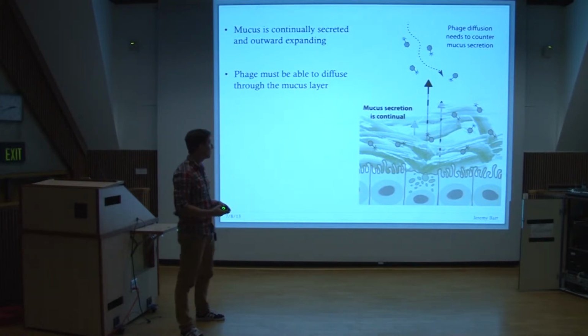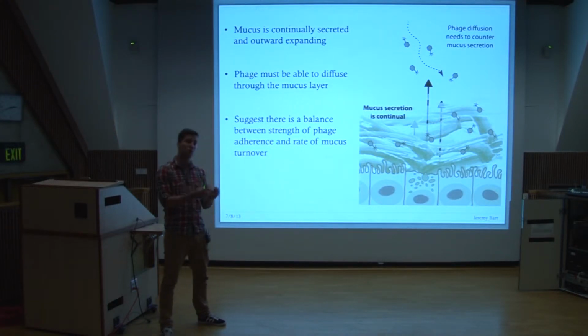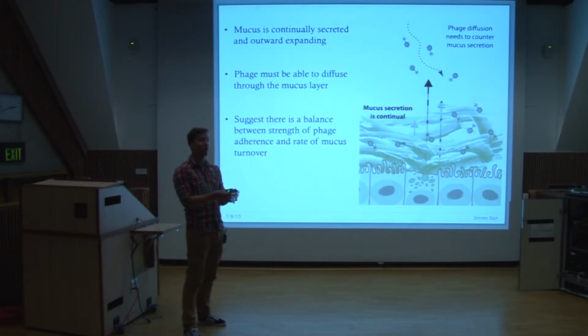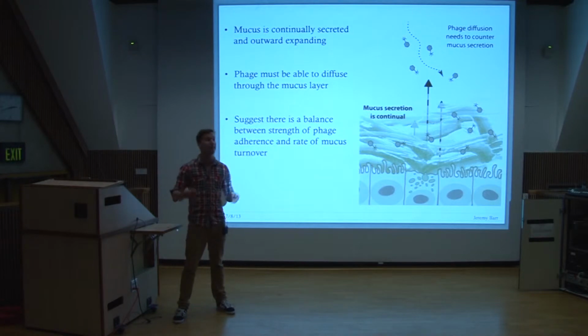So one of the side effects that we're noticing of this is it actually suggests that there's a balance between the strength and type of phage adherence to different mucosal surfaces and the interaction with that to the rate and turnover of mucus in different organisms. Or in other words, we think that specific phage are employing specific domains within an animal's mucosa that are quite accurately tuned to their secretion dynamics to maintain their adherence over time.